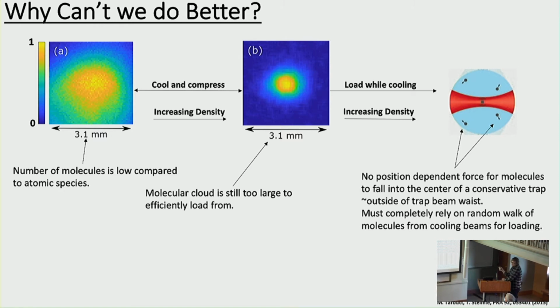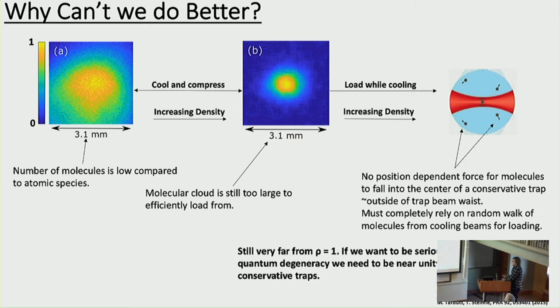And this is not good. This is terrible, with loading efficiencies only at the few percent level. And so to be very serious about this, if we want to get to quantum degeneracy, we want near unity transfer from this step to this step. And I'm going to talk on this, the rest of this talk, and how I'm going to do this. And what we want to do is take this cooling and compressing mechanism and put it into one physical mechanism here.